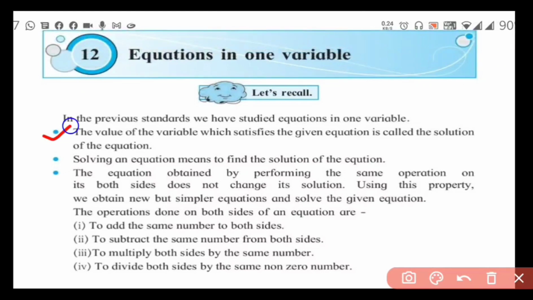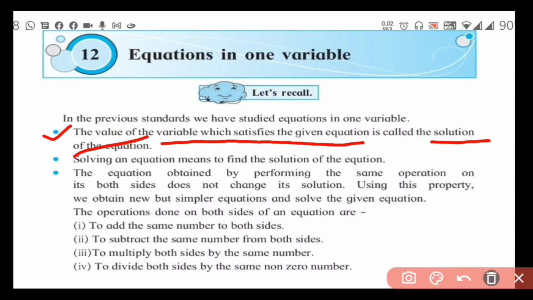This first point we have verified by solving the sums from question number 1 of practice set 12.1 in our previous video, where we have seen how if the value of variable satisfies the given equation, it becomes the solution of that equation. We were given 3 values of variable for the equation and we solved one by one and found out the solution in which the value of variable satisfies the equation.